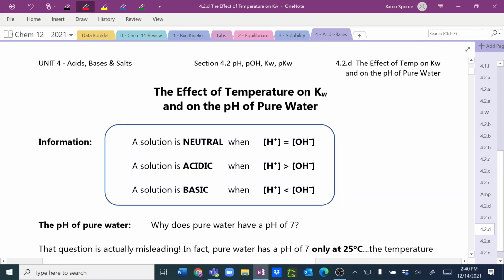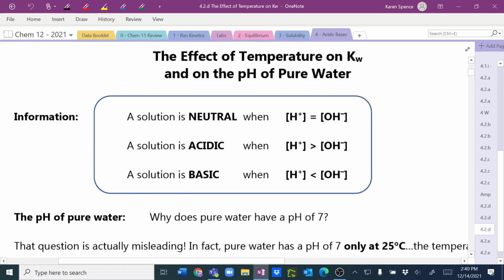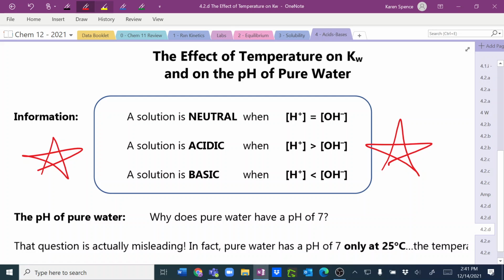We are looking at the effect of temperature on Kw and on the pH of pure water. We're going to start with some information, and I'm going to put a star beside it because it's really important information. And you're going to think, oh, it's so obvious, I know this already. A solution is neutral when hydrogen and hydroxide are the same.